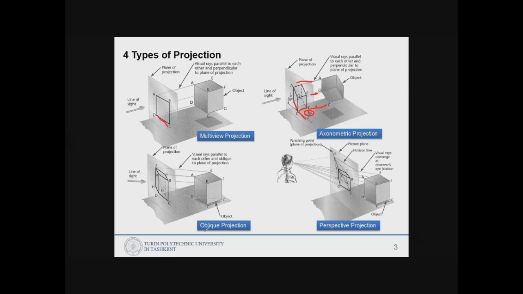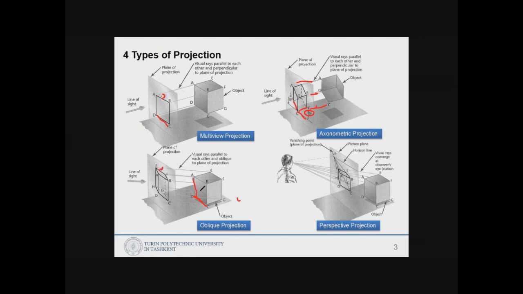And in oblique projection, we are looking at the side. Similar to the multi-view projection, we are looking straight from the floor. So it will be straight, but the side will be, the rays will not be 90 degree. So here is 90 degree, but here is not 90 degree.